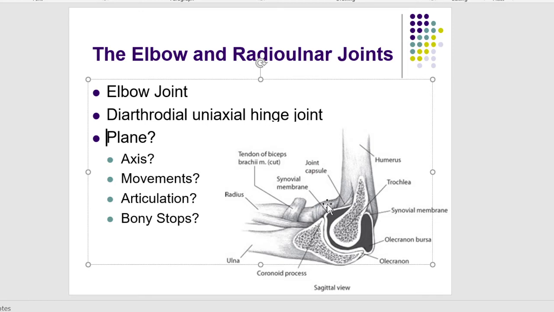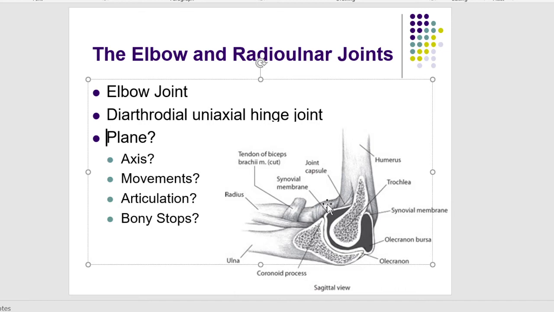Okay, so the axis of movement is the coronal axis, while the plane of motion is the sagittal plane. The movements are only flexion and extension. The articulation occurs between the ulna and the humerus.